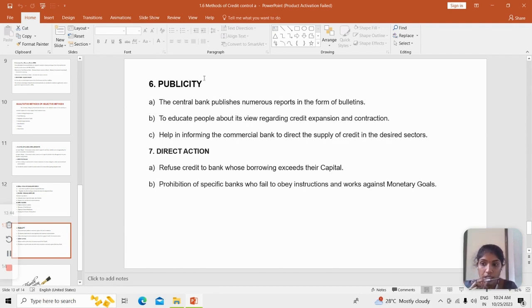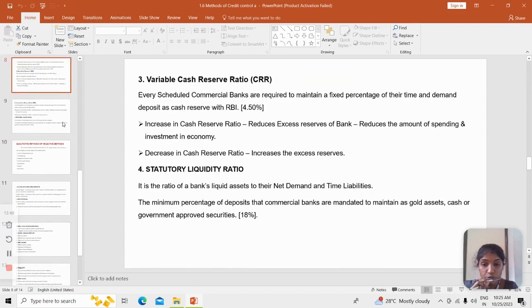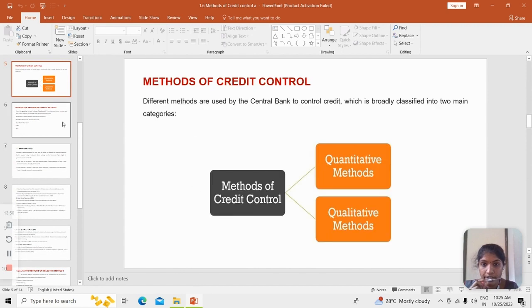So these are the two major techniques provided by the RBI in order to control the credit, which will stabilize the price level in an economy and also the foreign exchange rate. They have introduced these two major credit control methods, quantitative methods and qualitative credit control methods.